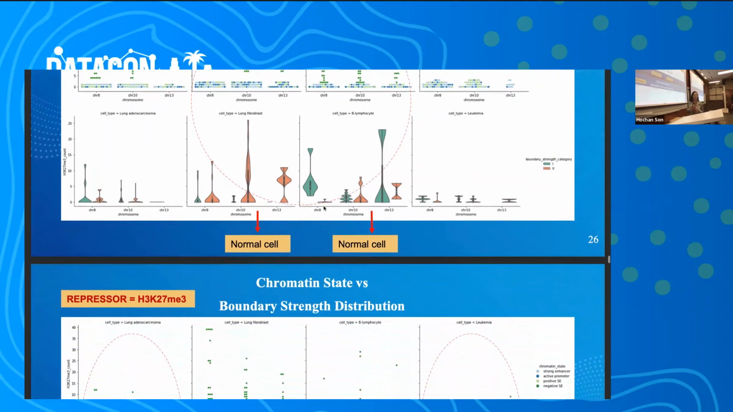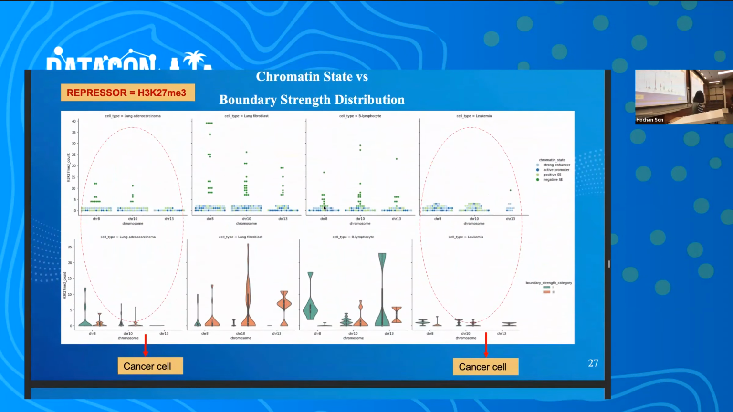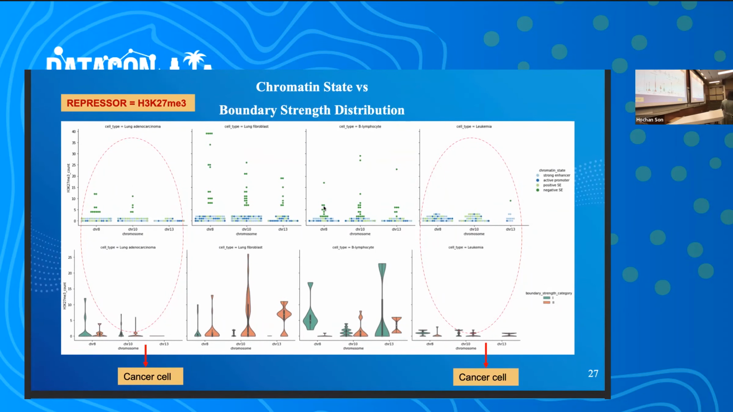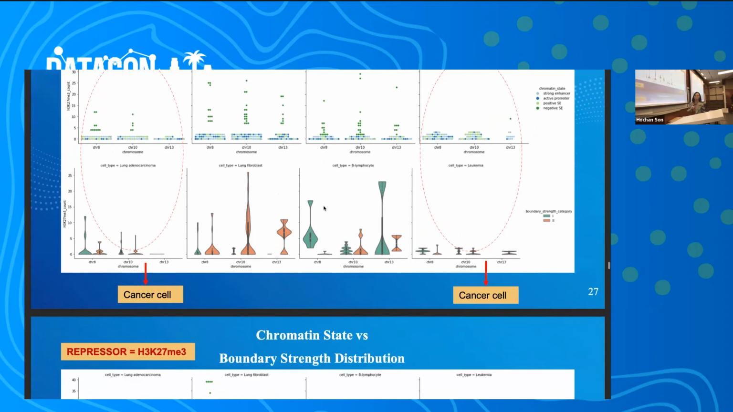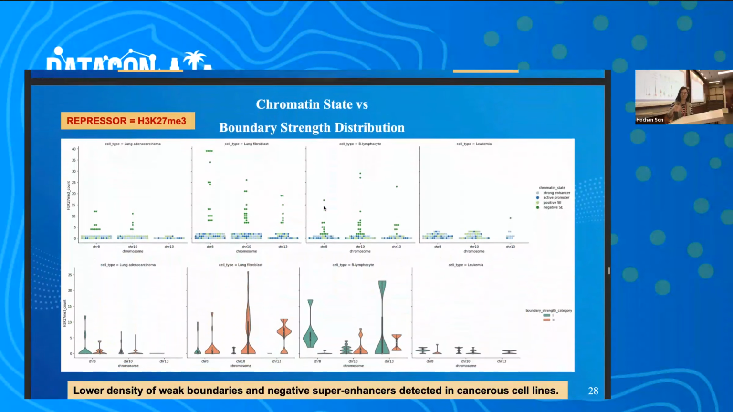Now let's shift our focus to the cancer cell lines. In these cancer cell lines, the low density of negative super enhancers and weak boundaries occurs in the presence of this repressor. This indicates that the cancer cell prefers the strong boundary over the weak boundary to protect its super enhancer so that it can maintain the abnormal level of gene expression. Yeah, that's the summary.